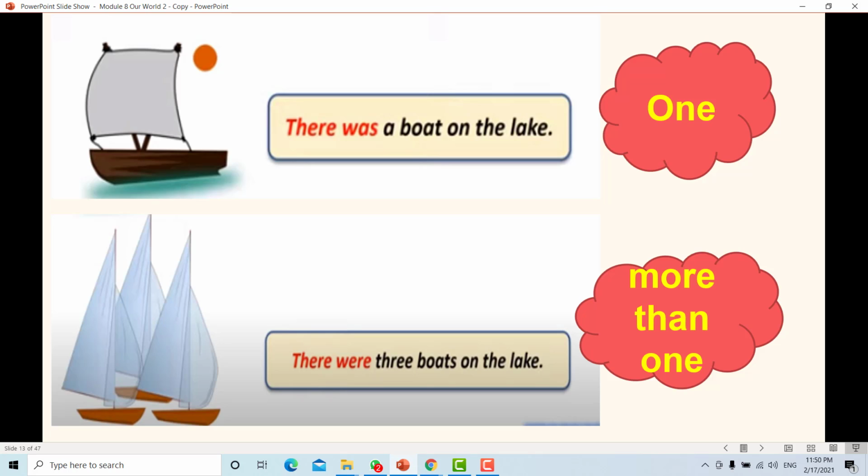Look at this picture. There was a boat on the lake. We use there was for singular nouns when there is just one thing. There were 3 boats on the lake. When there are more than one, we use the plural. There were 3 boats on the lake.